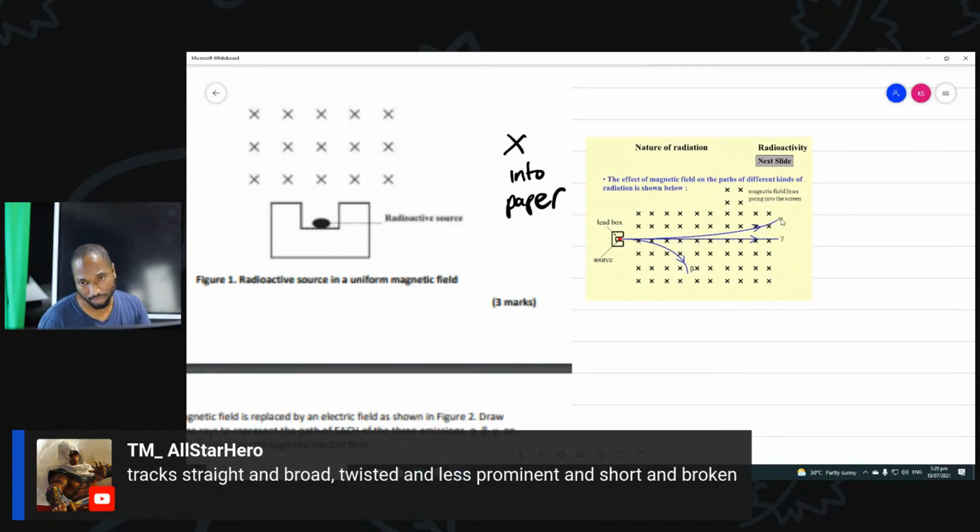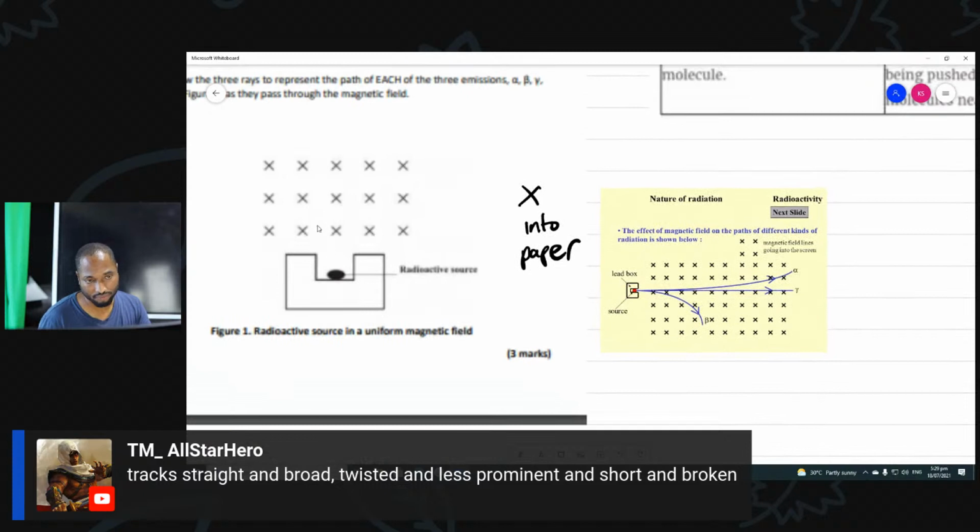So the alpha goes to the left, gamma goes straight, beta goes to the right. But this is if it is going into the field. Field, current, movement, alpha. All right. So you're using your Fleming's rule.